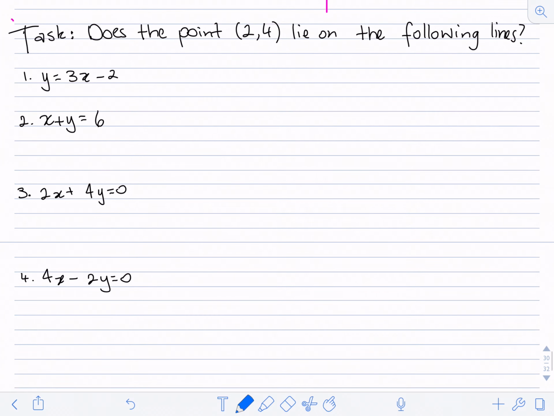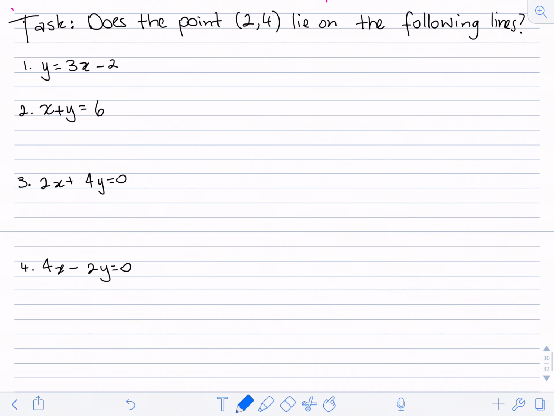Now, because they balanced, the point (1, -3) does lie on the line y equals 5x minus 8. So that's as simple as it is. Now, I'm going to get you to do this task. You need to rearrange some of these formulas to make them y equals mx plus b. Pause the video, try these yourself, and then I'll go through the answers.